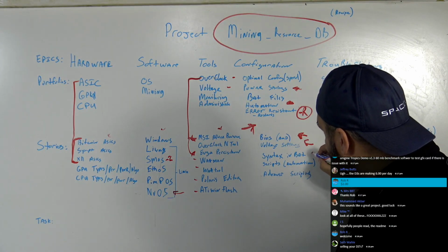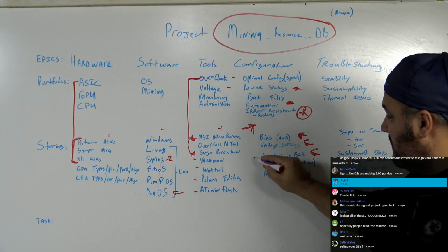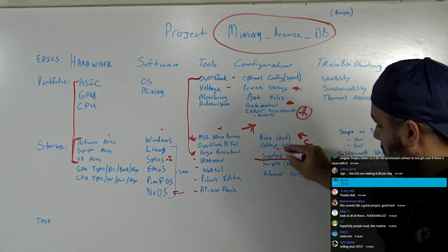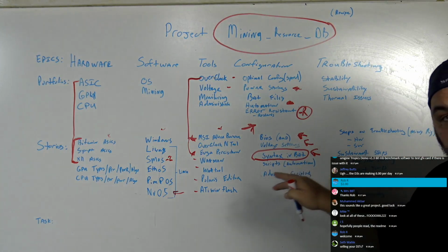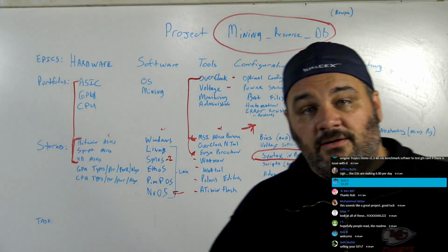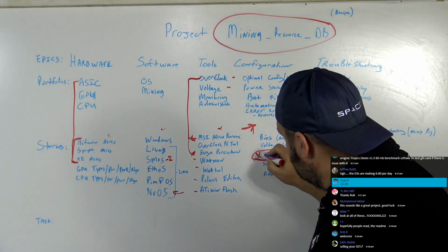Wattage settings, syntax, and BATs. This is what we try to accomplish. To give you an idea of the scope, that syntax in a BAT file is essentially the MultiMiner. That was one item on a list.